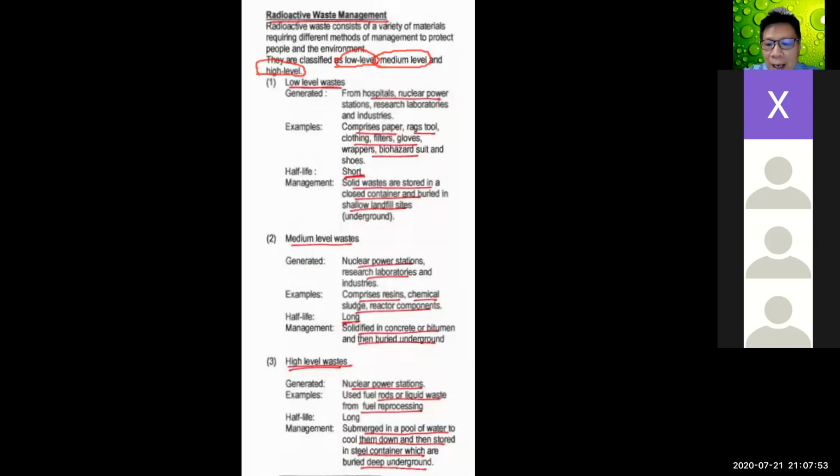Okay, time's up. Now, Chan Ching Yi, are you there? Yes, sir. Can you name the waste product management divided into how many categories? 3. What are the three? Low level waste, medium level waste, and high level waste. Yes, correct. Thank you.